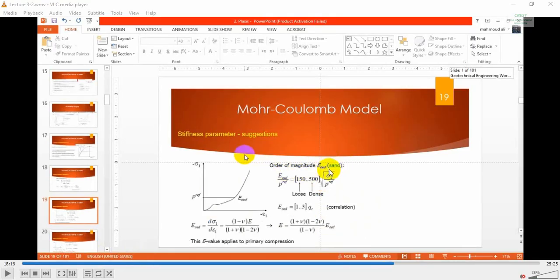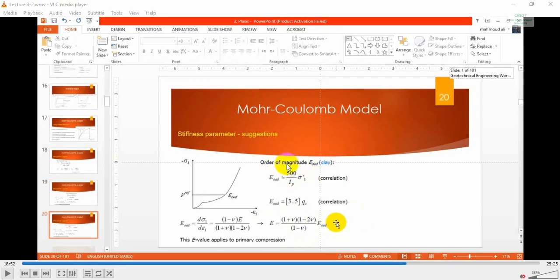For the E odometer in sand, you can replace the sigma 3 dash in the previous equation by sigma 1 dash, and then you can get the E as a function of the E odometer using this equation. So E is equal to 1 plus mu, where mu is the Poisson's ratio, multiplied by 1 minus 2 mu over 1 minus mu, multiplied by the E odometer value.